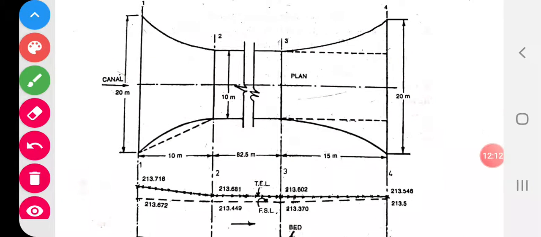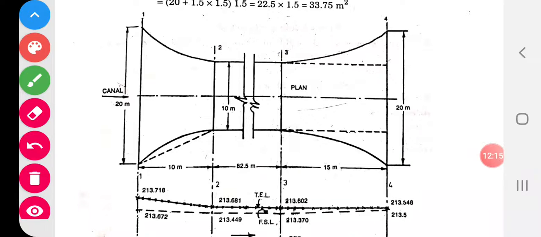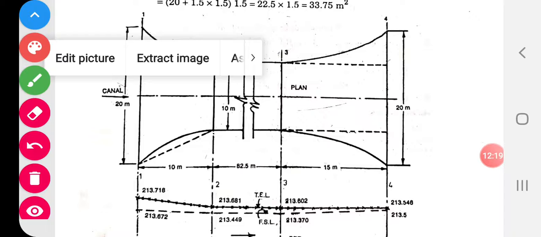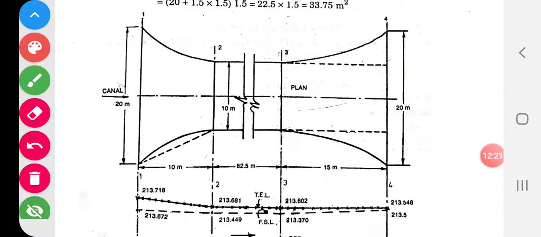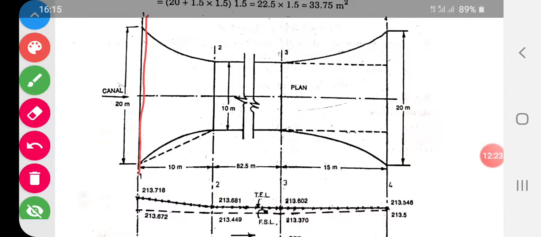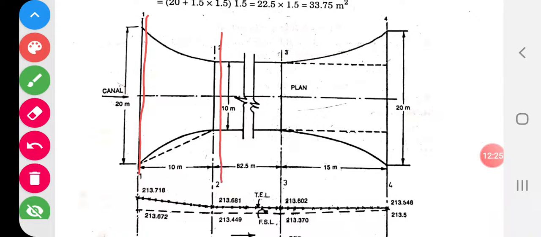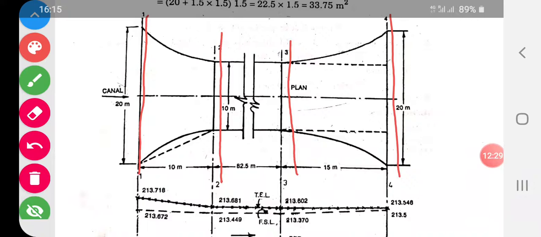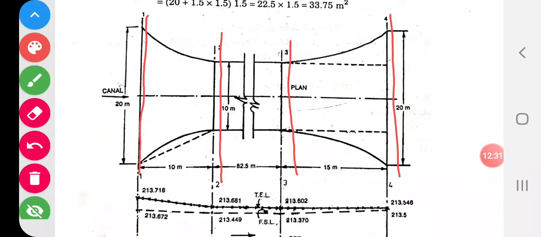Now here in this canal, what you can see is there are sections. This is 1 section. Just see this 1 section, and 2 section, and 3 section, and 4 section. All these sections are to be marked. So once it is marked, 1, 2, 3 and 4, all these sections are there.